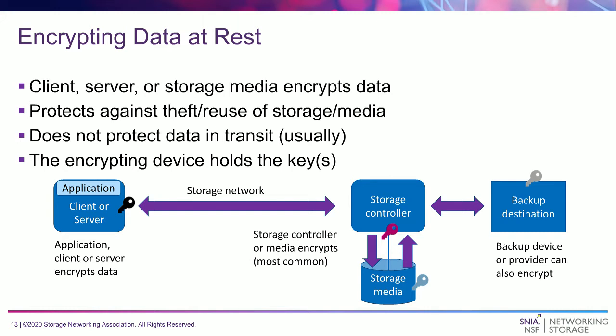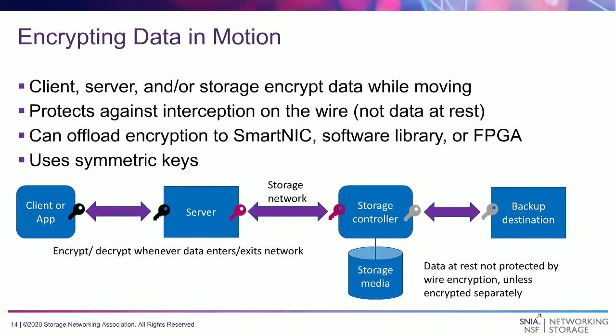For encrypting data in motion, this is for protecting the data while it's on the wire or on the network. In this case, both devices at either end of the connection will encrypt and decrypt the data as it's moving, right before it goes to the network or right after it comes off the network. This by itself does not protect the data while it's at rest, but again, many people will combine both. They'll encrypt data at rest and encrypt data in motion.